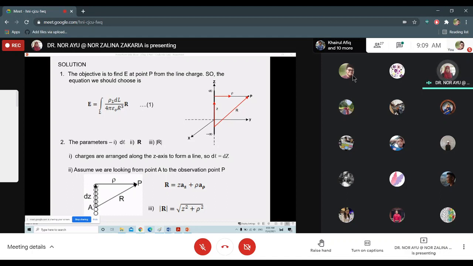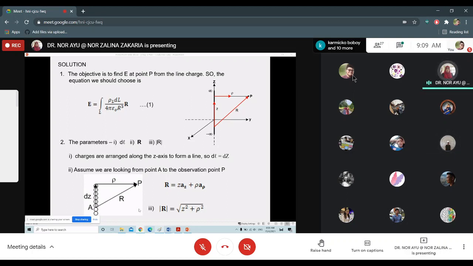Okay, what is the position of Z? So Z, AZ. Okay, AZ is the direction, it's going upwards, so positive. So R is the value of Z to the direction of AZ plus the value of rho towards the direction of A rho. Okay. So everyone understand tak yang ni? Macam mana nak dapat R? Anyone yang tak faham lagi? Boleh? InsyaAllah boleh Pak Madam. Okay.